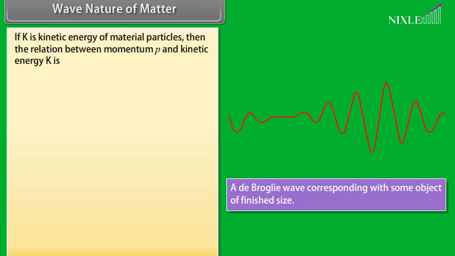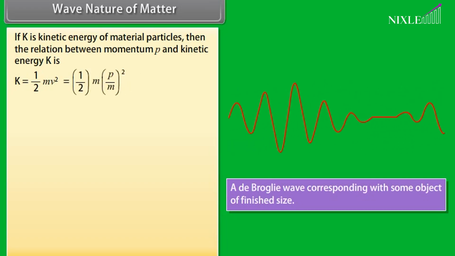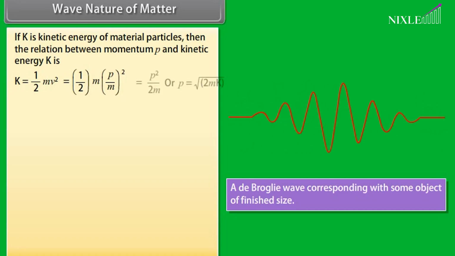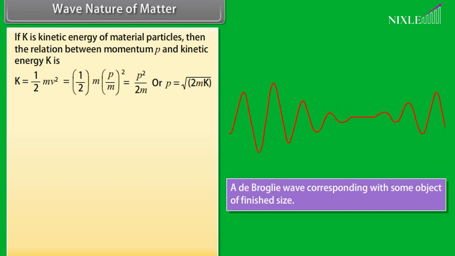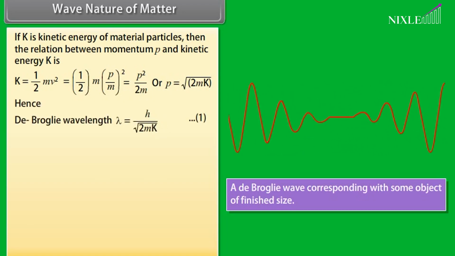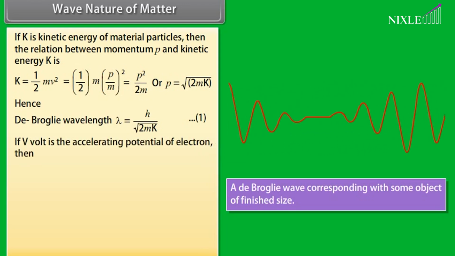Hence, the de Broglie wavelength lambda is equal to h by square root of 2mK. Name it as 1. If V volt is the accelerating potential of an electron, then K is equal to eV. From equation 1, lambda is equal to h by square root of 2meV. Substituting the values of m, e and h, we get lambda as 12.27 by square root of V angstrom.